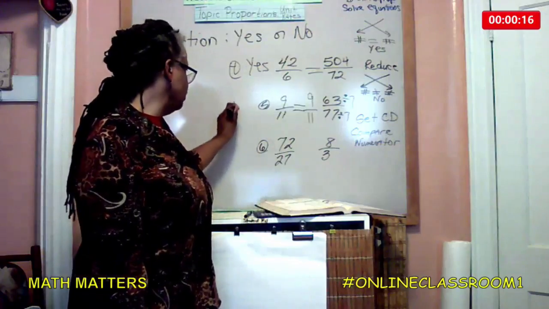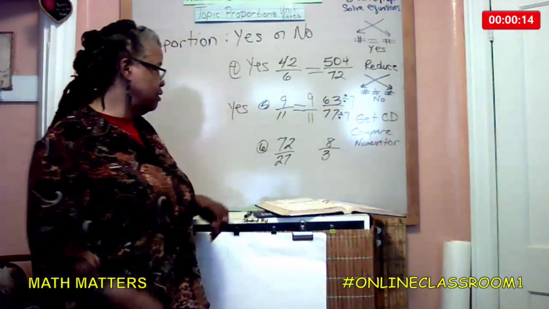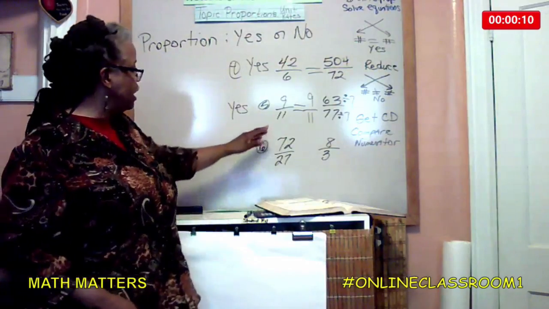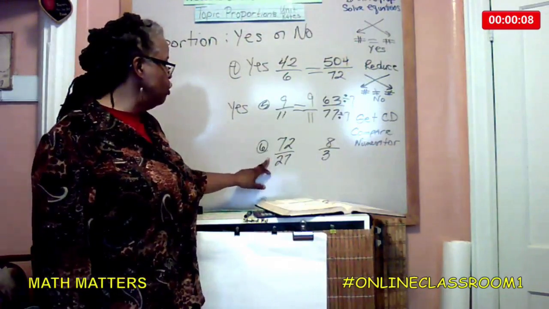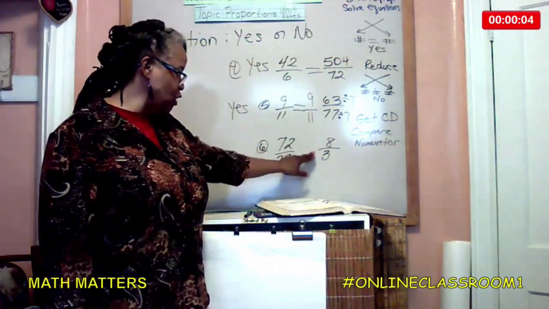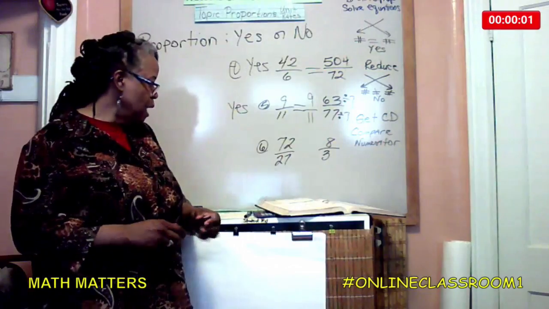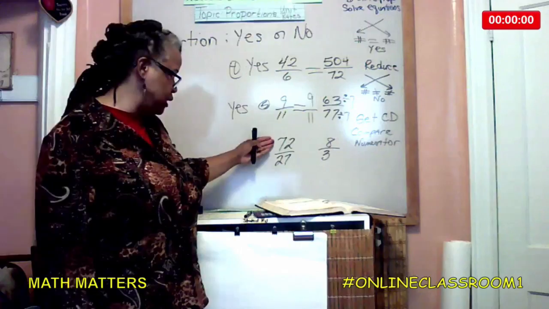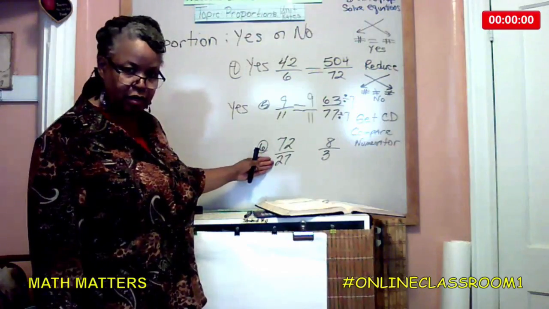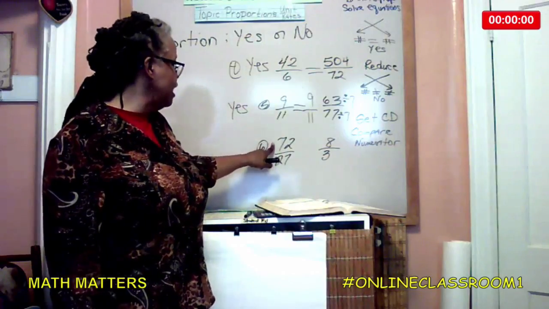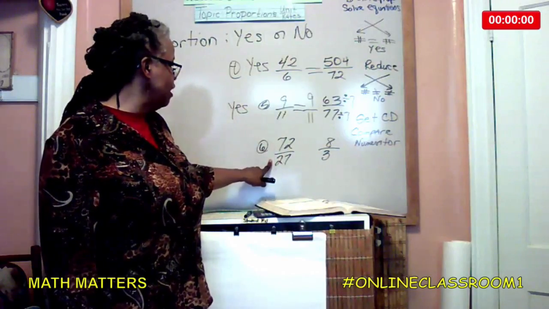Beautiful. So the answer to number 5 is yes. They are proportional. Number 6, 72 over 27. How does that compare to 8 over 3? Do you see a common factor between 72 and 27? I do. I see a 9 here, and I see a 9 here.